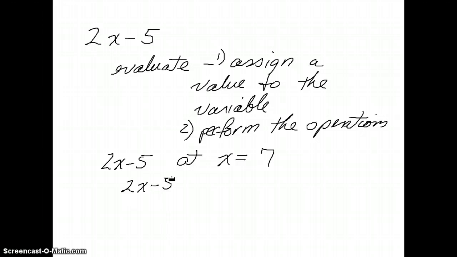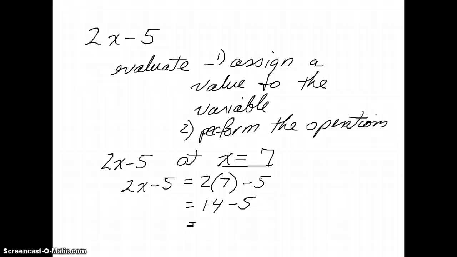So 2x minus 5 is equal to 2. Now I'm going to replace x with 7. Right? That's what we said. So now 2 times x, well, x has a value now of 7, minus 5. Now I'll perform this operation. Multiplication before subtraction, so it's 14 minus 5 is equal to 9. So we've evaluated this expression, 2x minus 5 at x equals 7 is equal to 9.